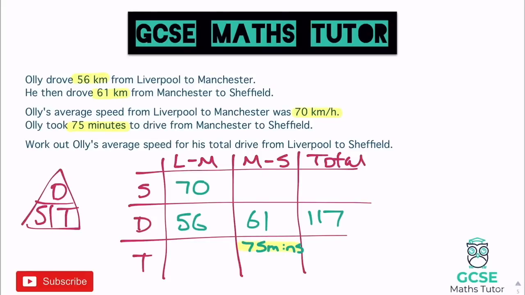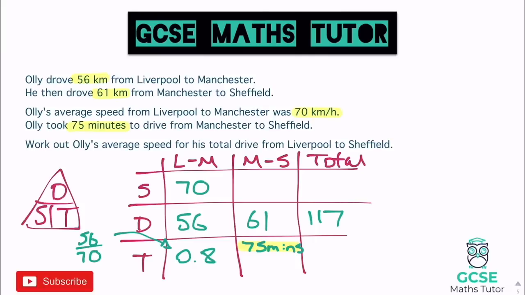But to start with, we can actually work out this time here, can't we? So we've got time is distance divided by speed. So we can do 56 divided by 70. And 56 divided by 70 gives me 0.8. Right, there we go. So we've got 0.8 and 75.